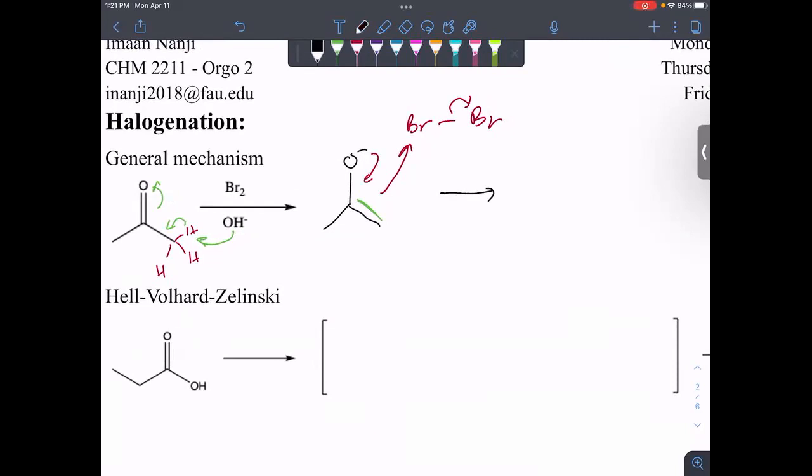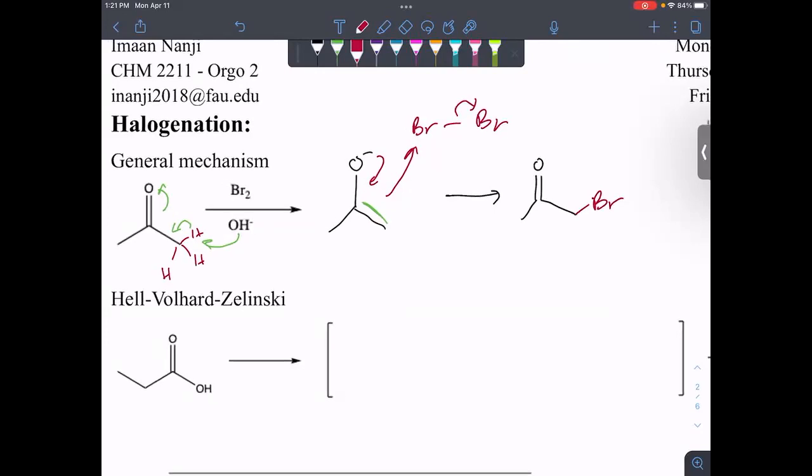So the final product, it's what I said, you just get rid of one hydrogen and add one bromine to replace it. And depending on how much of the halogen you have in solution, you can do it multiple times. But this is just a general mechanism for all halogenation.